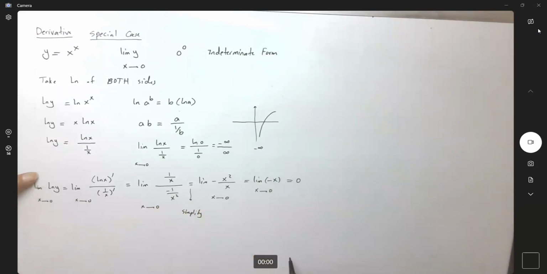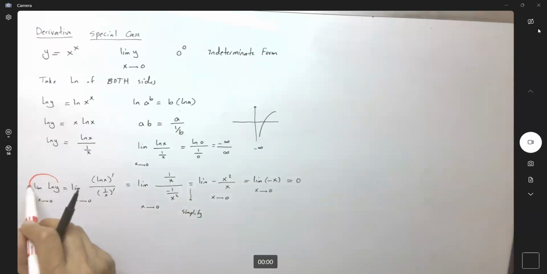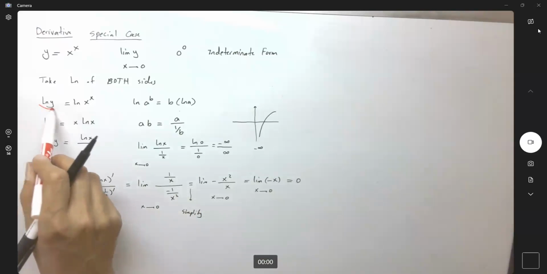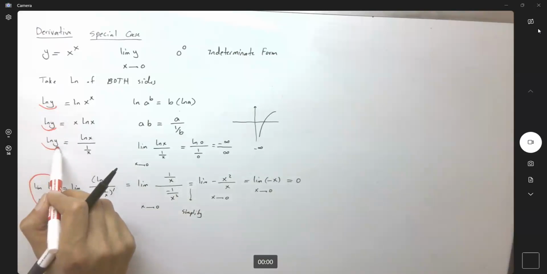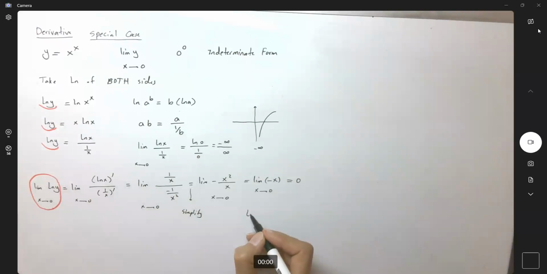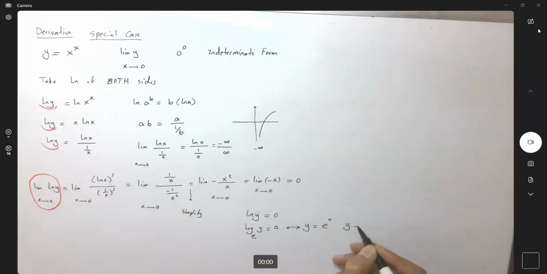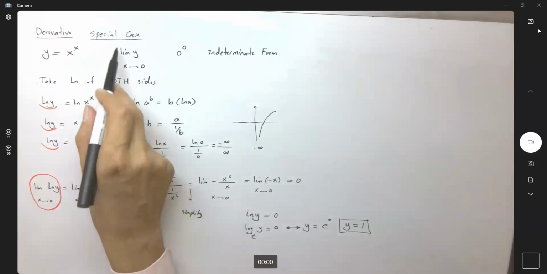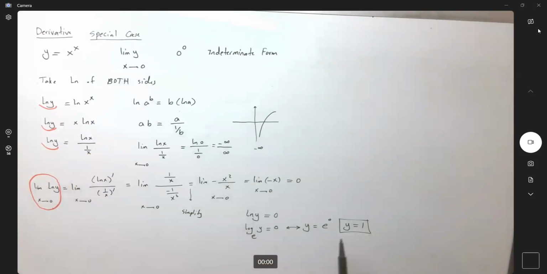Guys, note that on the left hand side, I have the limit of ln. I don't have y anymore. I converted y into ln of y. So it says, hey, the limit of ln of y as x goes to 0 is 0. It means that ln of y is 0, but ln of y is log with base e of y, which is 0 by definition of log. y is e to power 0, or y is 1. This is our answer. So the limit of y as x goes to 0 is 1.